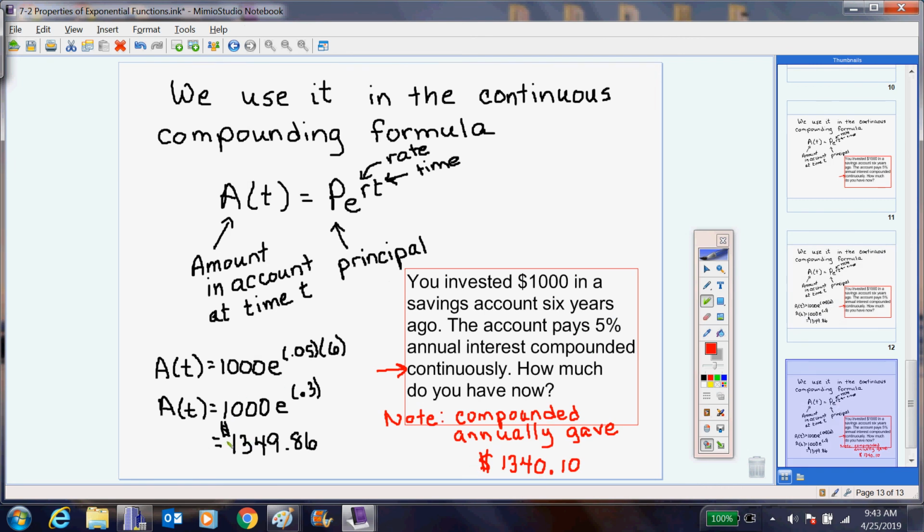And so compounded annually, if we remember from when we did this in the first section, we got $1,340.10. You don't have to turn there. Just believe me, we did this one in the other section. And compounding continuously over 6 years gives you just a little bit more interest. Now, this may not seem like very much on a $1,000 investment. However, on a bigger investment, you would have that. Well, you could do the calculation and figure that out, Mika. That would be a great idea.